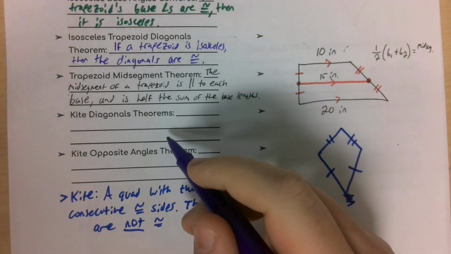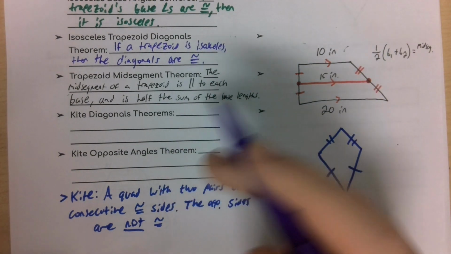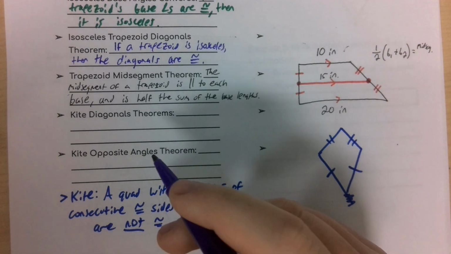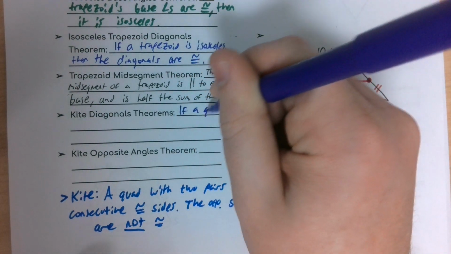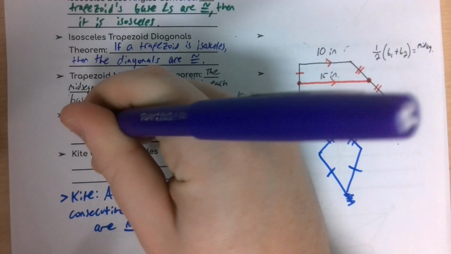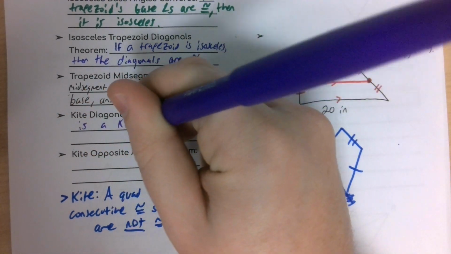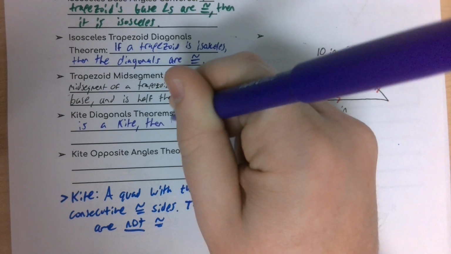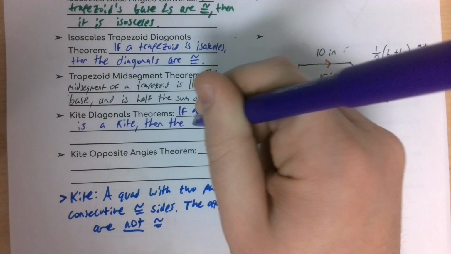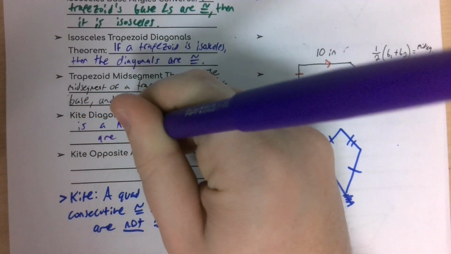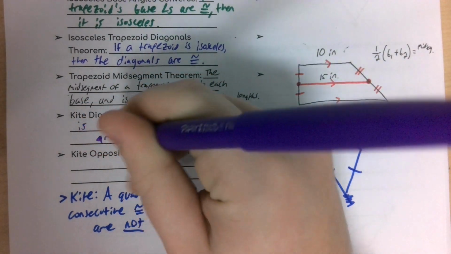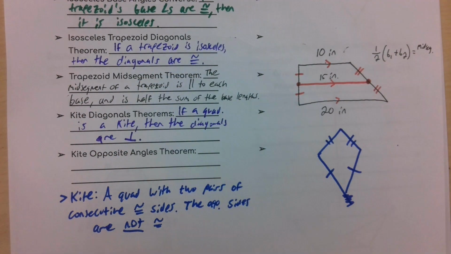We do have a diagonal theorem for the kites as well. We say that diagonals of a kite must be perpendicular. If a quadrilateral is a kite, then the diagonals are perpendicular, just like in a rhombus.